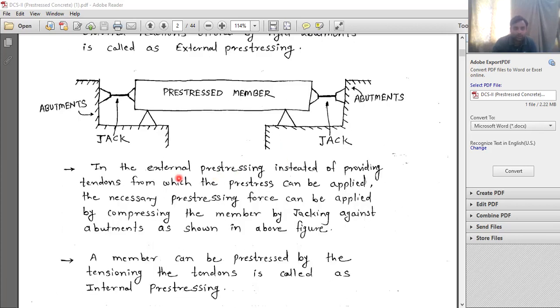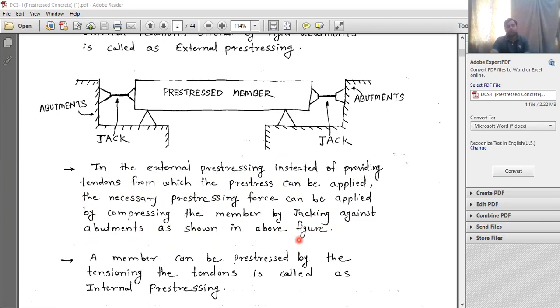So the point here is that in external prestressing, instead of providing a tendon, look carefully at what is written here, read it properly. In external prestressing, instead of providing the tendon from which the prestress can be applied, the necessary prestressing force can be applied by compressing the member by jacking against the abutment as shown in the figure.